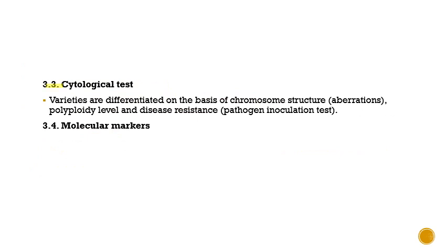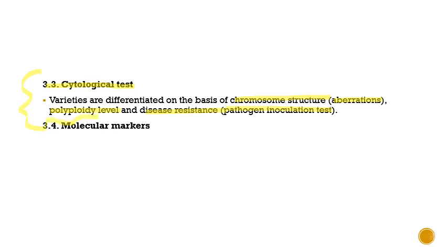So the next one is the cytological test. Here the varieties are differentiated on the basis of chromosome structure. We will be looking for any aberrations there, and we can look at differences in polyploidy level. Again, for disease resistance, we can conduct a pathogen inoculation test so that we can see the extent of the infection of these diseases, and we can differentiate varieties on the basis of the cytological differences thus observed. So this is not that much used on a day-to-day basis.